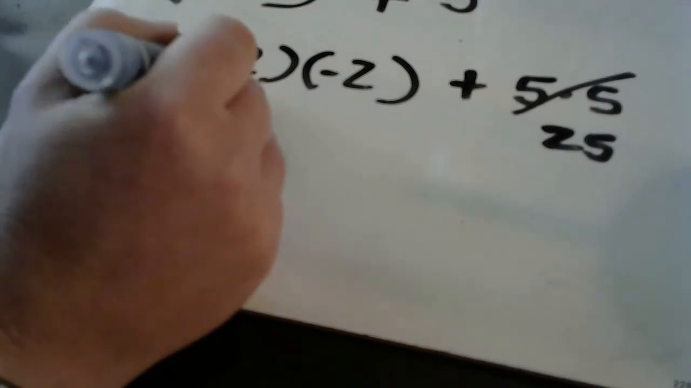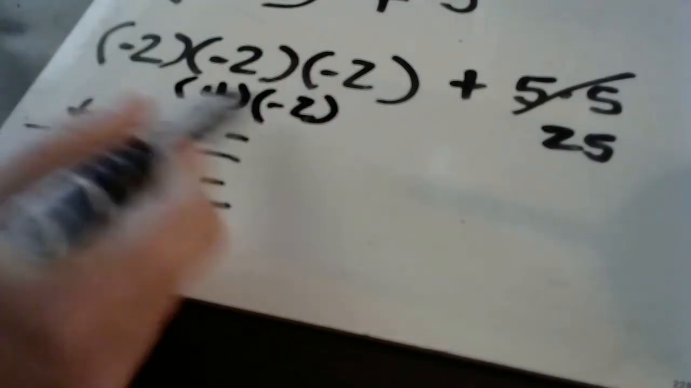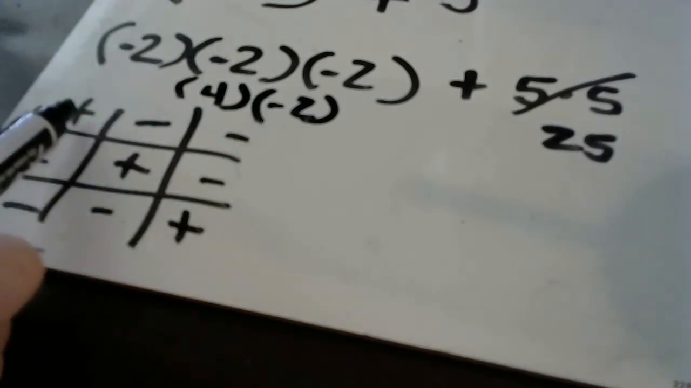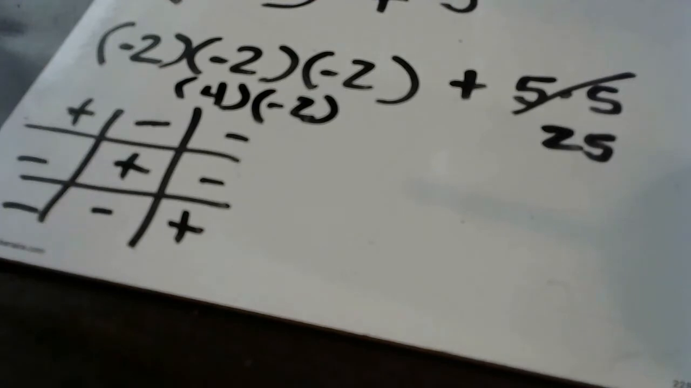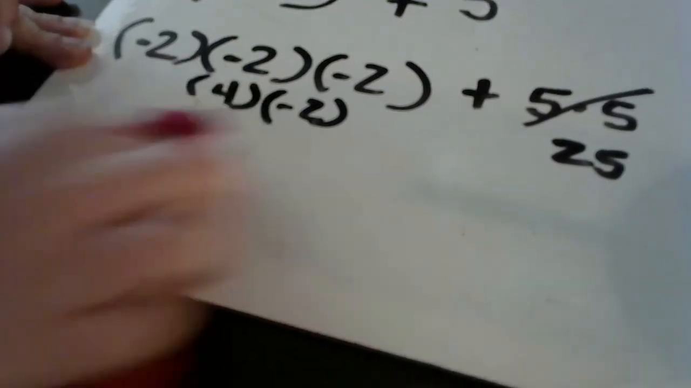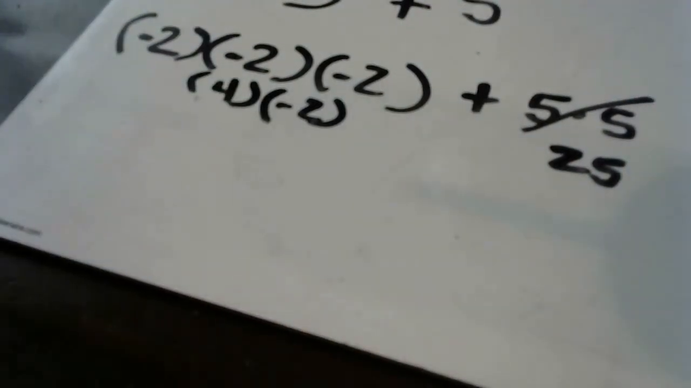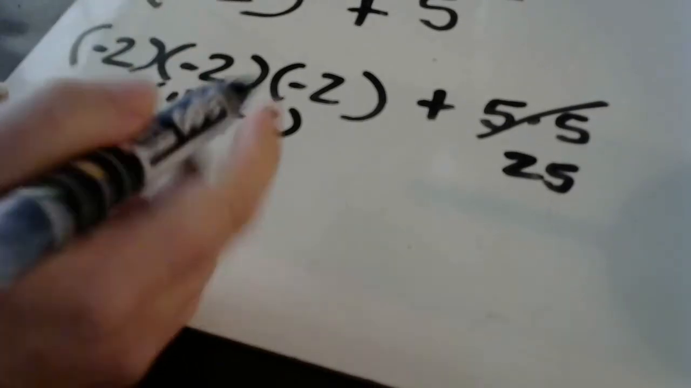So now we have 4 times -2. So we have a positive times a negative. A positive times a negative is a negative answer, okay? You can write the little tic-tac-toe board down if you want in your notebook. All right, so +4 times -2 is -8.